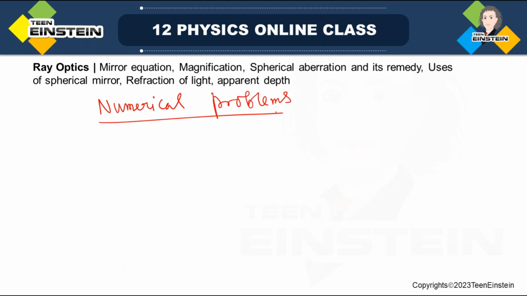Okay, on mirror equation, magnification, and image formation, etc.